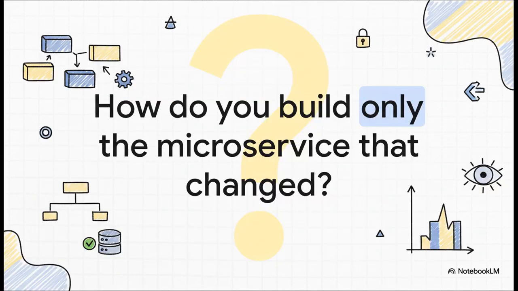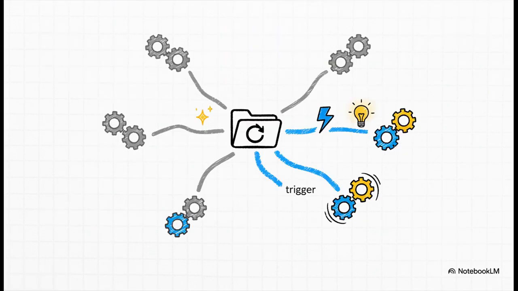And that brings us to the million-dollar question. If you make a change inside the folder for microservice A, how do you make sure you only build and deploy microservice A? You absolutely do not want to trigger a rebuild for everything else. That's just a colossal waste of time and compute resources. Well, the solution is actually super elegant and powerful. It's something called path-based triggers. This is the magic that lets your CI/CD system be smart about which changes it should care about.